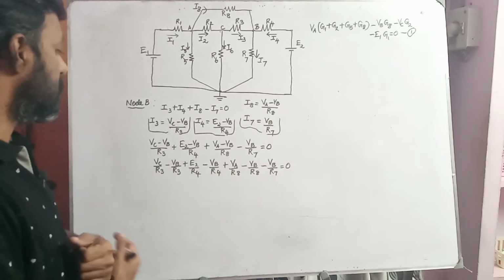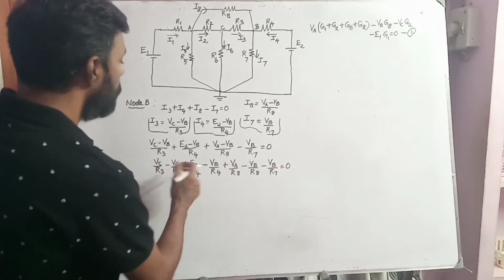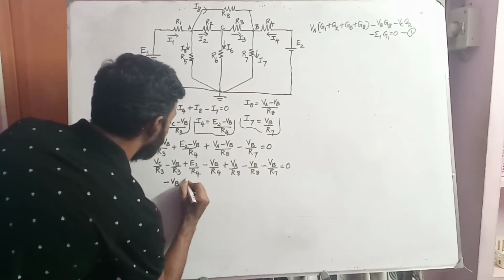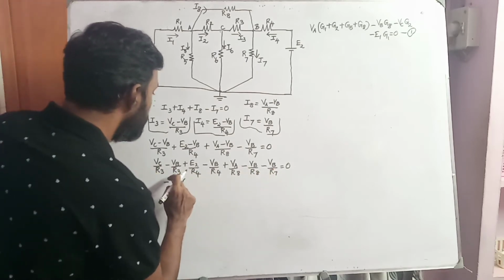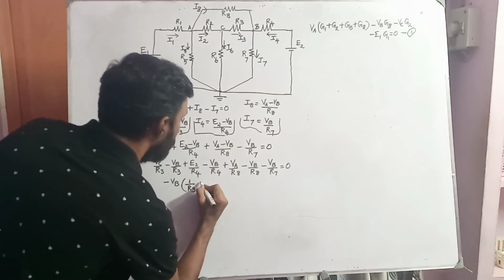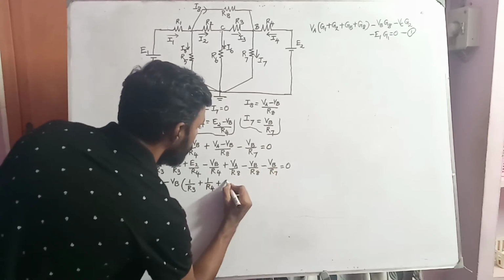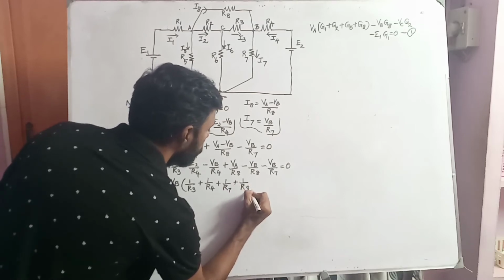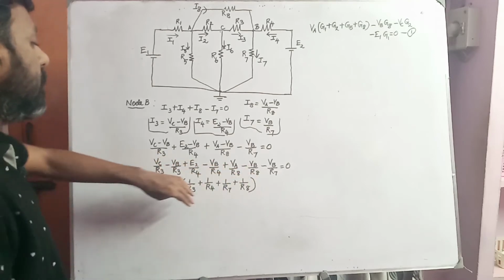So this is the expression. Now what I'm going to do is club all the VB terms here. Minus VB into minus VB. So VB is VB into 1 by R3 plus 1 by R4 plus 1 by R7 plus 1 divided by R8. So I got the value of VB here. I have segregated all the VB terms here.